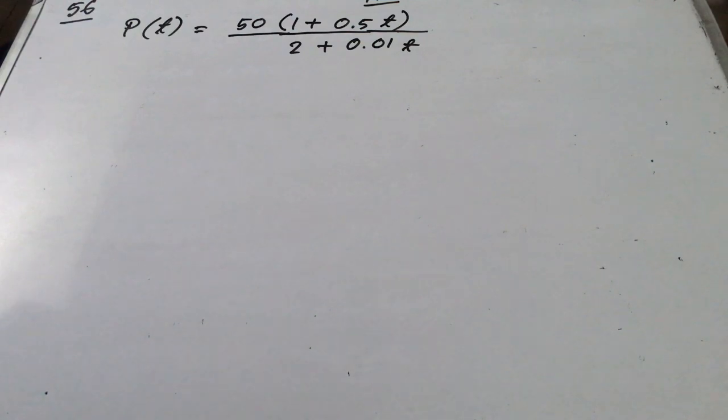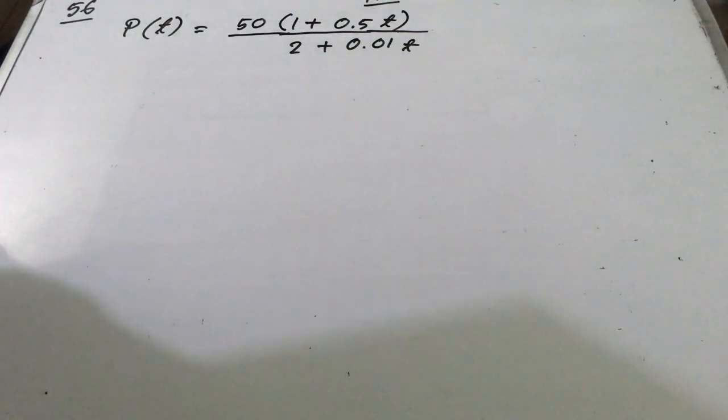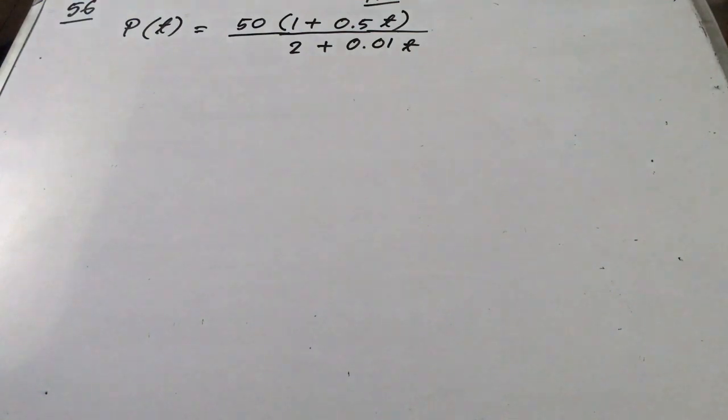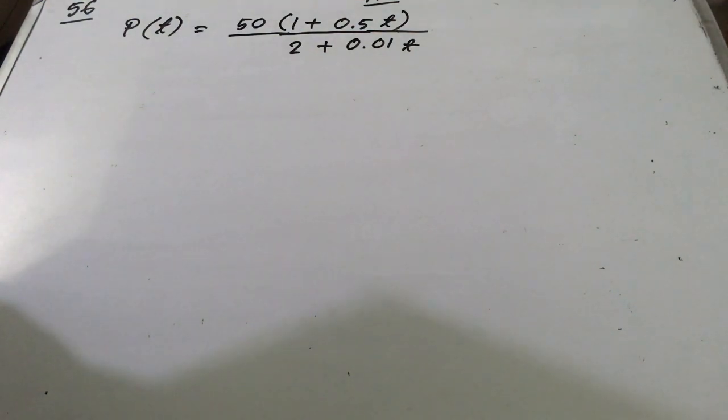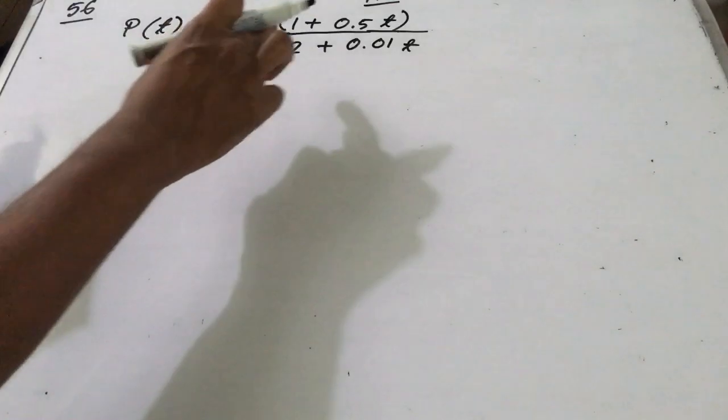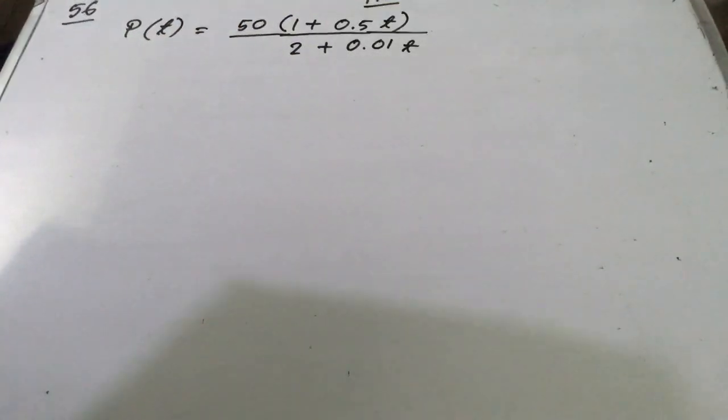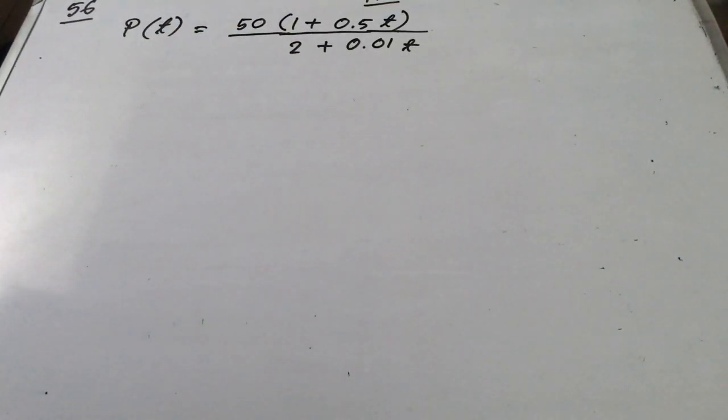A rare species of insect was discovered in the Amazon rainforest. To protect the species, environmentalists declared the insect endangered and transplanted the insect into a protected area. Then the population P of the insect t months after being transplanted is this. Part A: How many insects were discovered? In other words, what was the population when t equals 0?